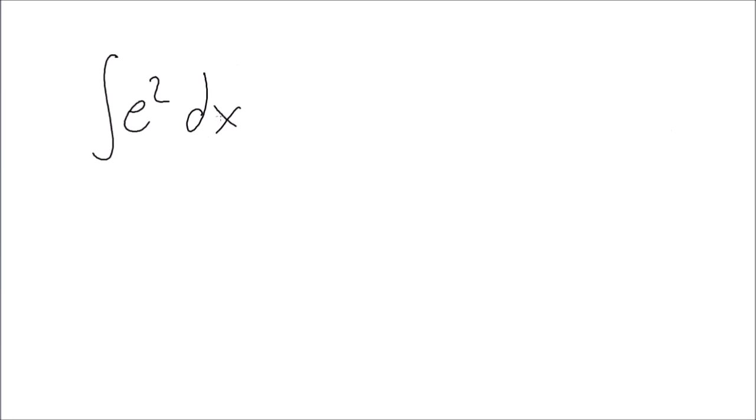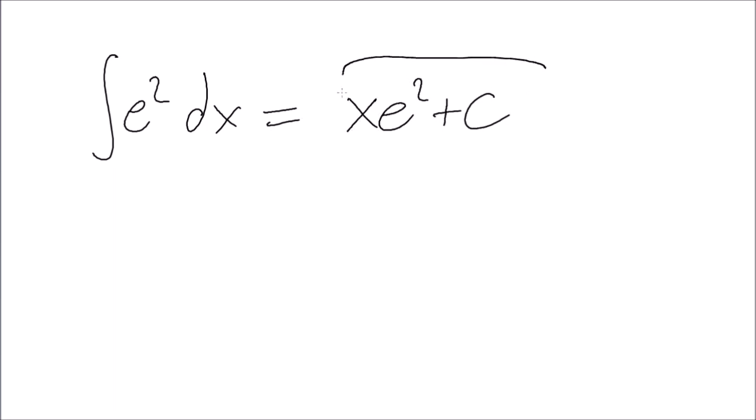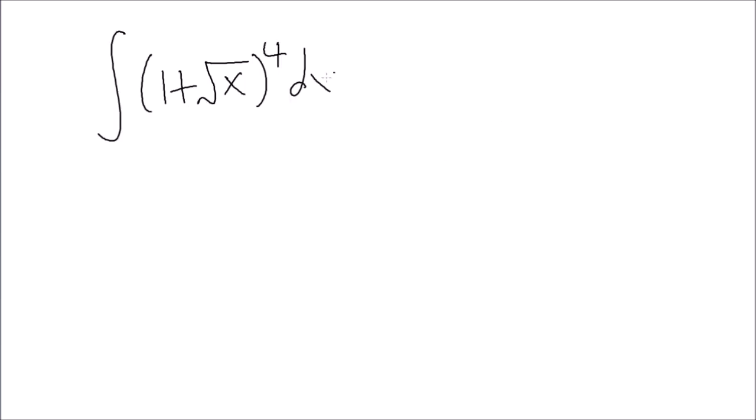Just like that. Ooh, what do we do here? E squared. Okay, that's just a constant. Just a constant. So without hesitation, it's just x e squared plus c. It's just a constant. Oh God, to the power of 4. Pascal's triangle? I mean, you could do that if you're brave enough.